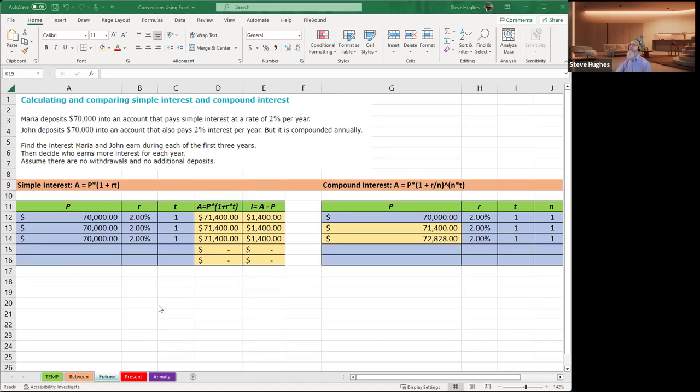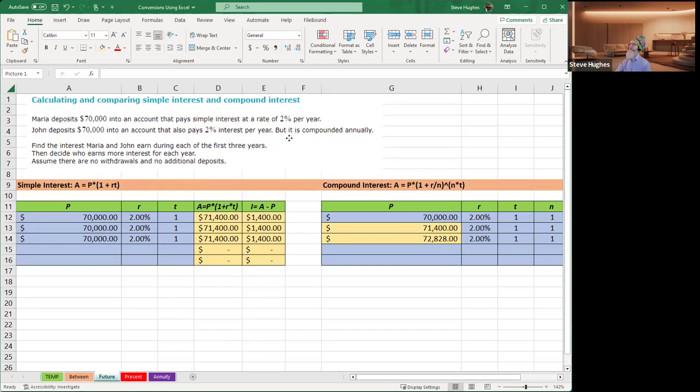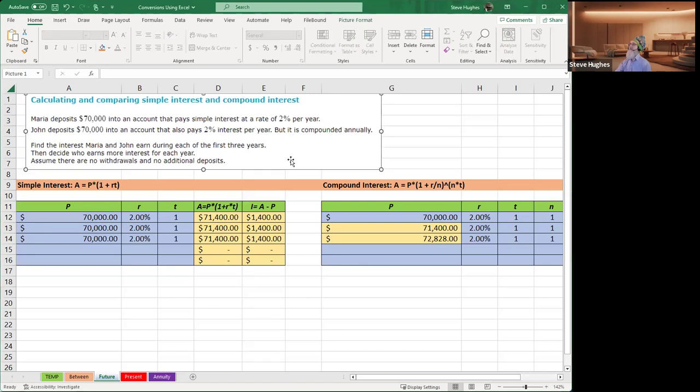Let's go. Calculating and comparing simple and compound interest. We have one investor investing at a simple interest rate of 2% per year, and another investor investing at a compound interest rate, the same amount of money, the same interest rate. They want us to compare.